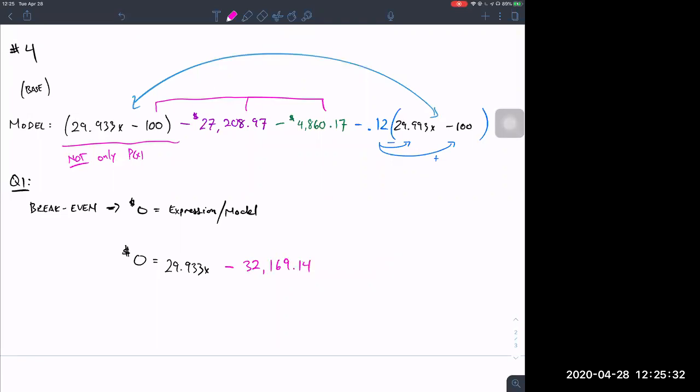32,169.14. Again, I have to subtract off 0.12 times 29.933. Yeah, this is a typo right here, so watch out if you're copying along. It's 933. This becomes 3.59196x, and now plus 12.